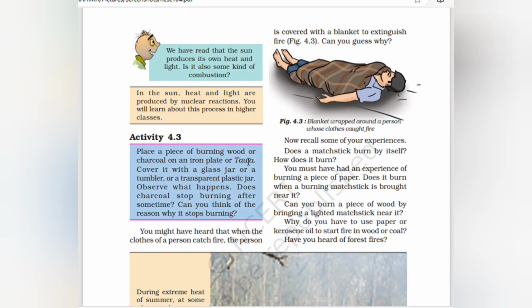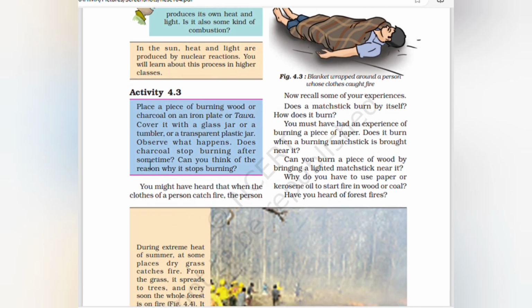Place a piece of burning wood or charcoal on an iron plate or tawa. Cover it with a glass jar or a tumbler or a transparent plastic jar. Observe what happens. Does the charcoal stop burning after some time? Can you think of the reason why it stops burning?